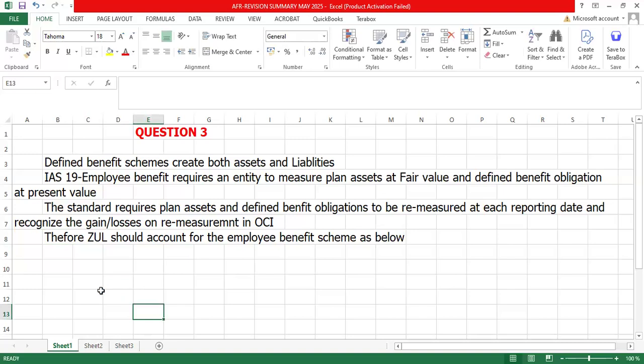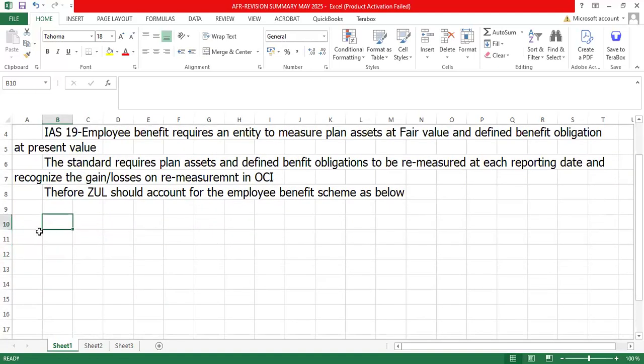Remember, so as not to give yourself a hard burden, you just work on it separately. You look at plan assets separately, and also look at defined benefit obligation separately. So it means that here you will do.